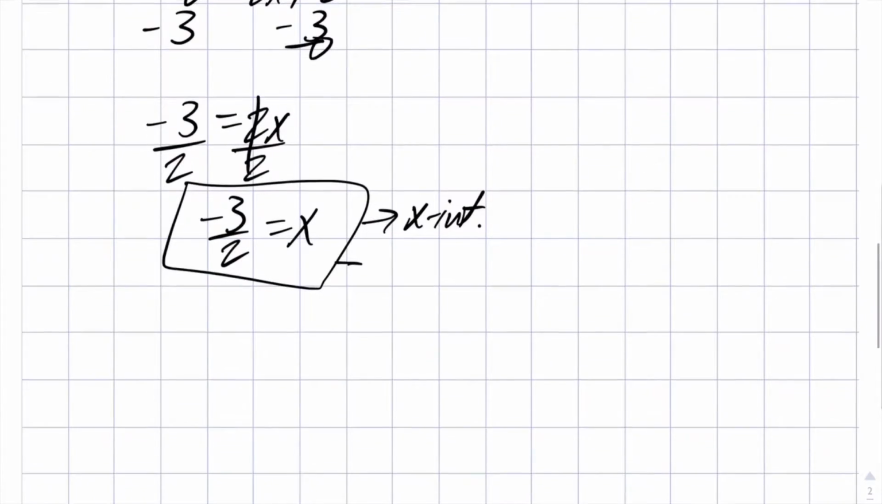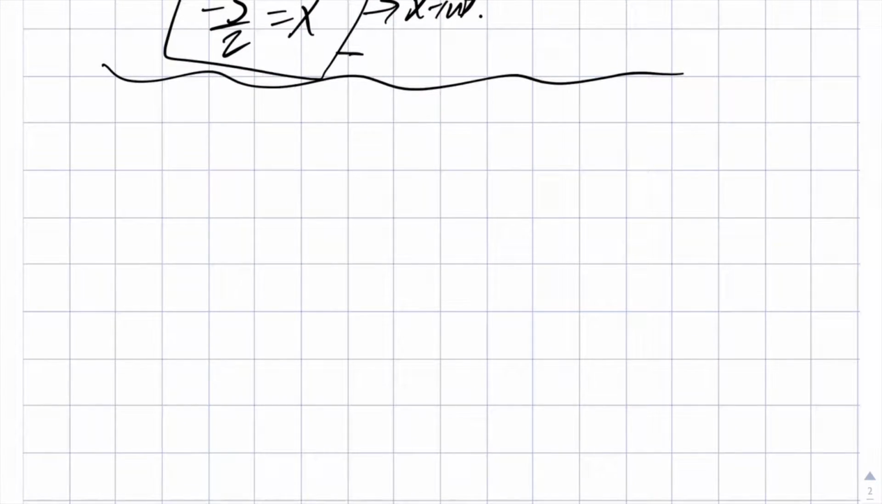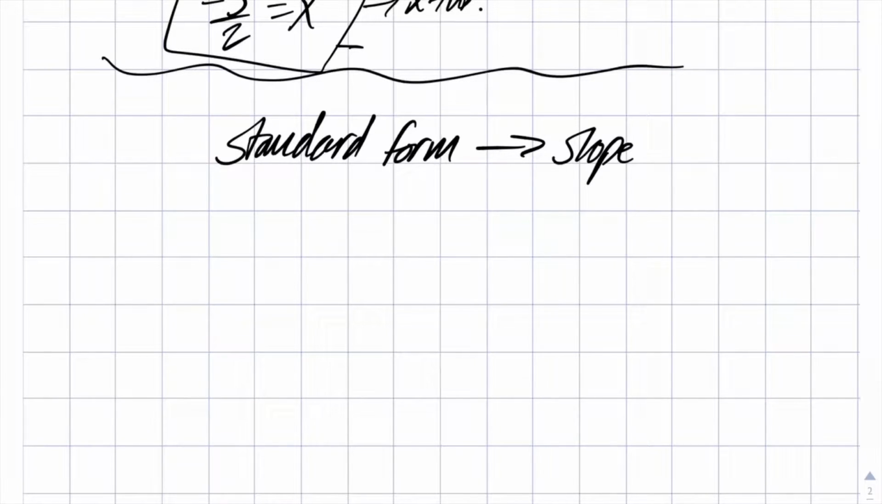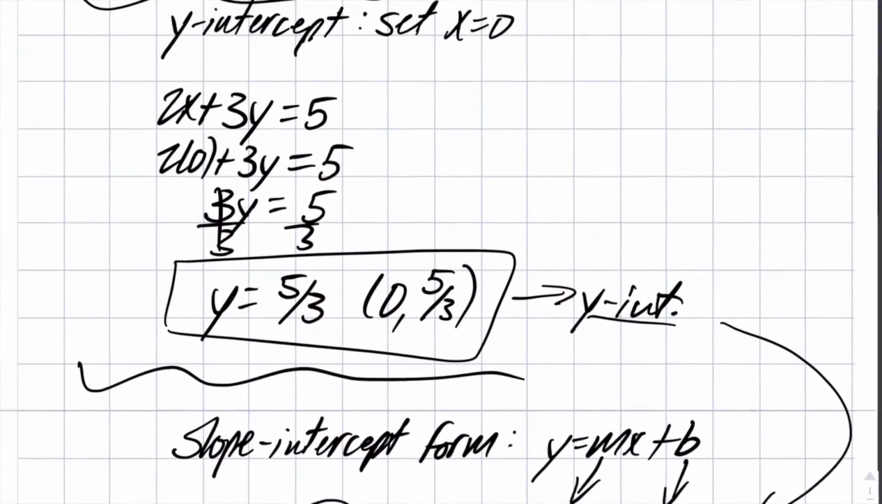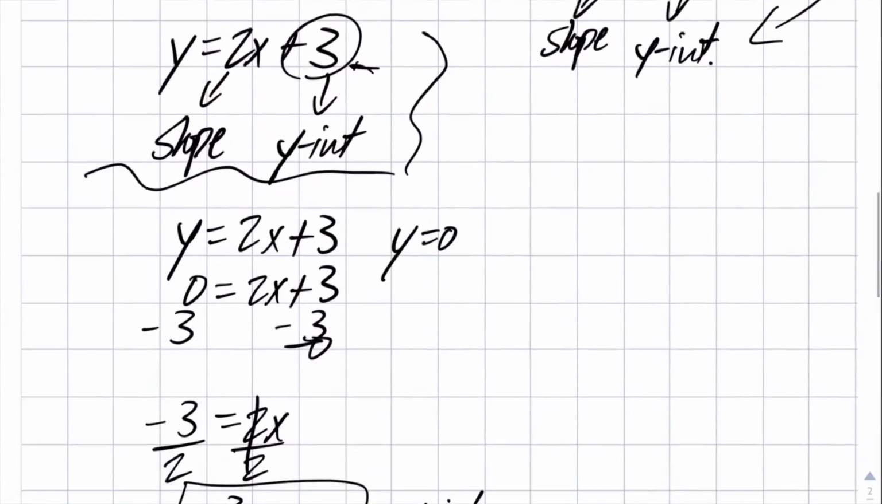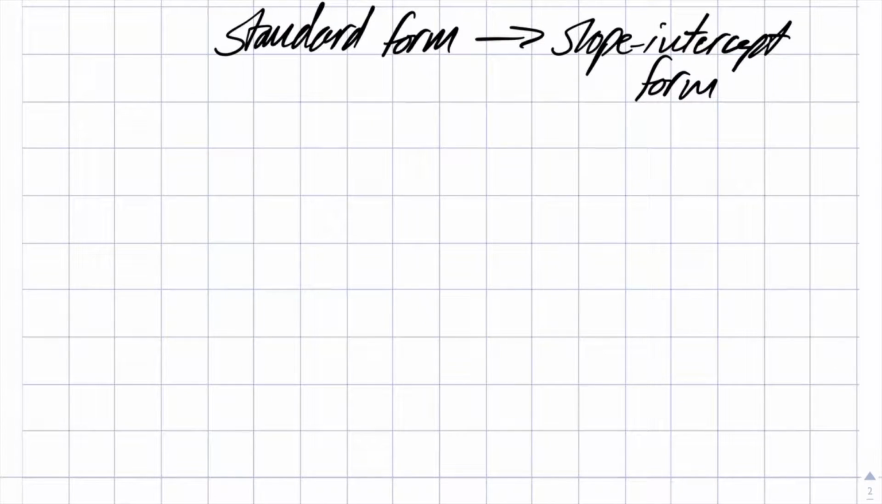The last thing I'm going to show you is how to go from one form to the other. So, standard form to slope-intercept form. And you know what we're going to do? Let's use the same example here. 2x plus 3y equals 5.